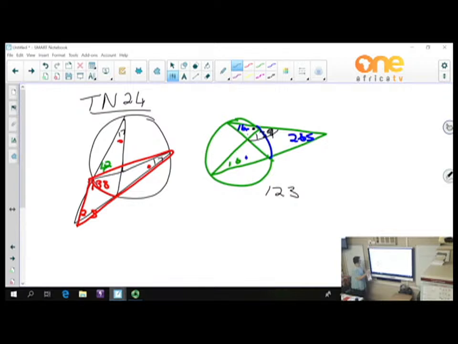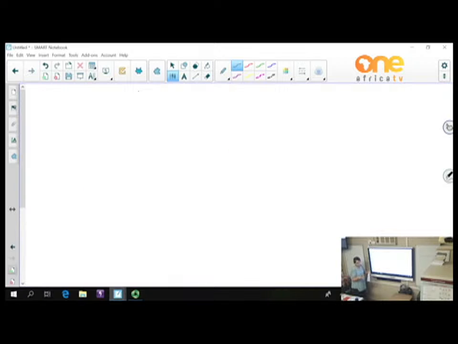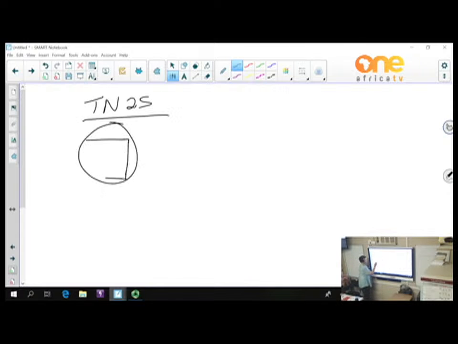So now we're going to go over, this was the homework up to here. So now we start with try now 25, and this is now about the cyclic quadrilaterals. So what are the two things that we know now about cyclic quadrilaterals? We know that the opposite angles are supplementary. That's the one thing. And that this exterior angle is equal to that opposite one. That's what we're looking at now here.